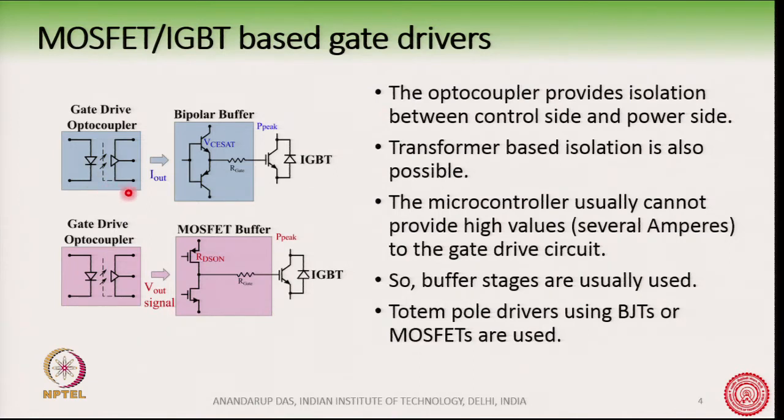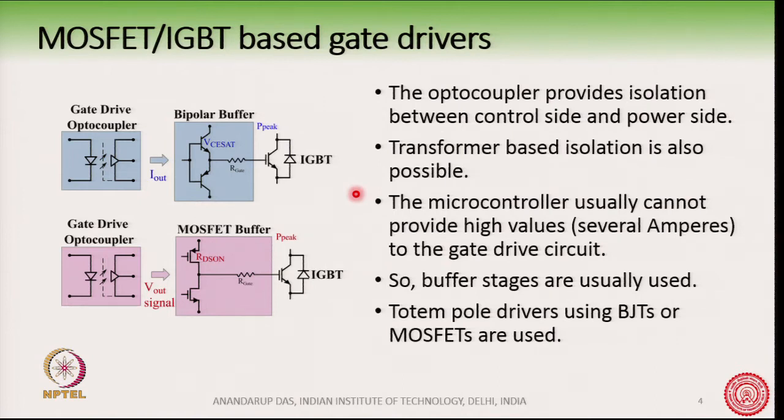Now, on this diagram you can see that there is an optocoupler which is providing the isolation, and here there is a BJT in a totem pole configuration driving the IGBT. So, this totem pole configuration can also be made with a MOSFET, and this is the stage which amplifies the voltage and the current. So, this is the buffer stage.